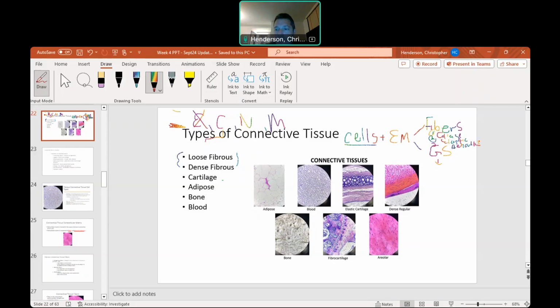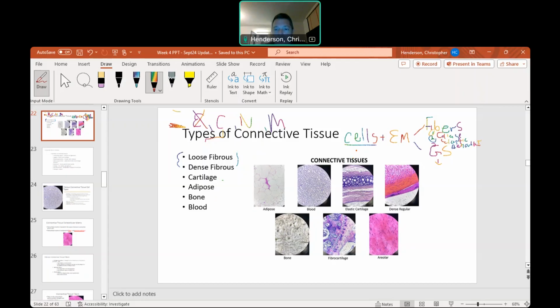Now, these different fibers have different properties to them. So collagen is real stretchy, and it's strong. It's not super stretchy, but it's resistant to stretch. It stretches a little bit, but it's nice and resistant and strong. Elastic fibers are very stretchy fibers. And then reticular, this is more like a scaffolding. And so these connective tissues, they all have different properties and different functions.